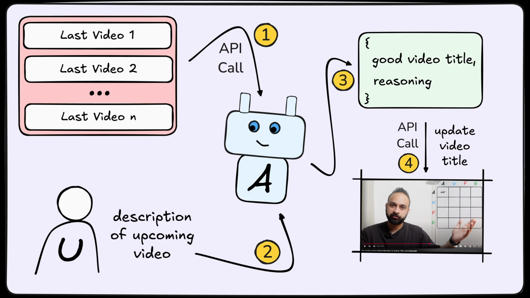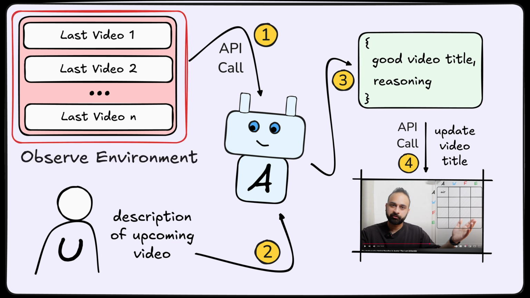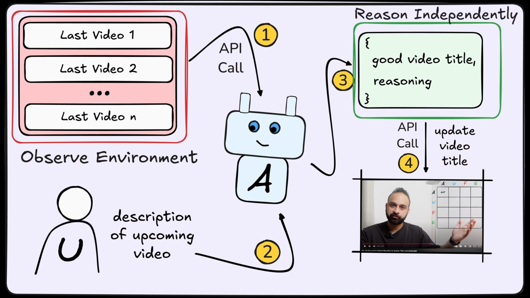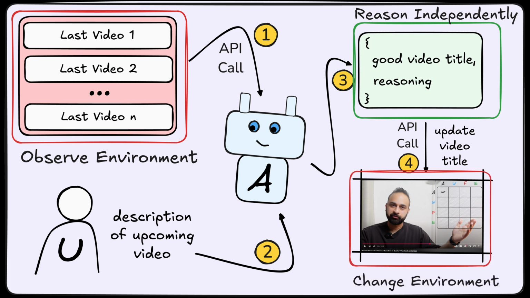So you can see from this very basic architecture, it fits all the requirements you would expect from an LLM agent. It is observing something about its environment. In this case, that environment is the state of the videos, all the engagement statistics of the last 20 videos on this channel. It is using that information from its environment, grabbing the description of the upcoming video from the user, and then it's automatically coming up with a better video title as well as the reasoning for why it thinks so. And then it's also able to make changes to its environment. In this case, that's step four, where it's taking that better title and applying it onto the YouTube video, thereby impacting and affecting its environment in the process.